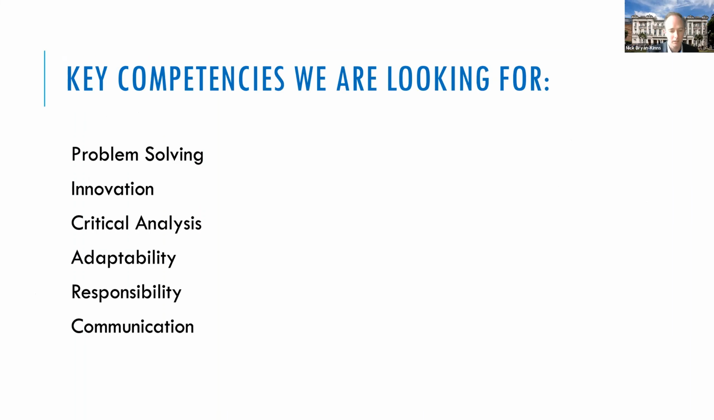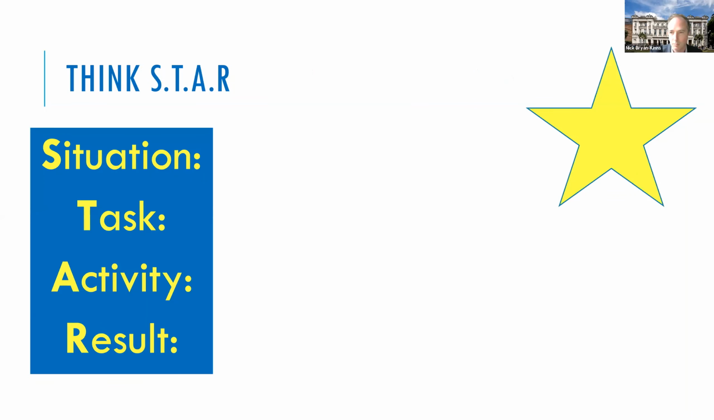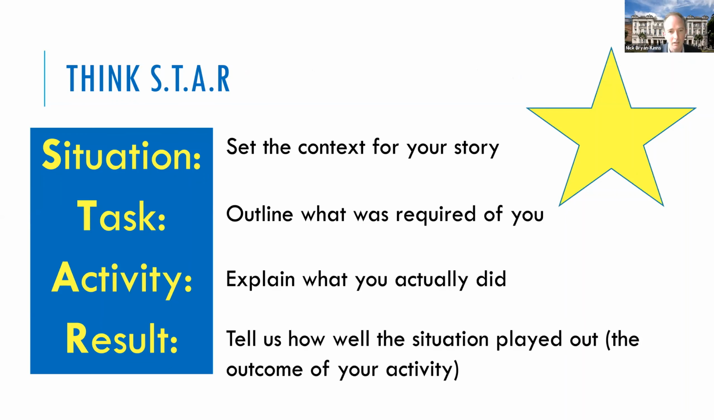So to recap, the key competencies that we're looking for are these ones: problem solving, innovation, critical analysis, adaptability, responsibility, and communication. You write up to five of these. Use this STAR process to structure your writing. That's really going to help you. And I hope that my examples helped you think about that. So think about the situation, set the context, talk about the task, what was required, the activity, what you actually did, and then the result. And tell us really what the impact was. And even if it was something that didn't work, just really explain or reflect on why that was.